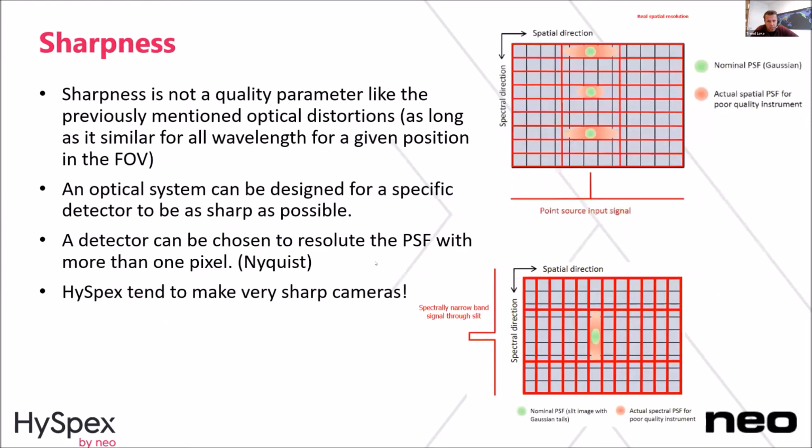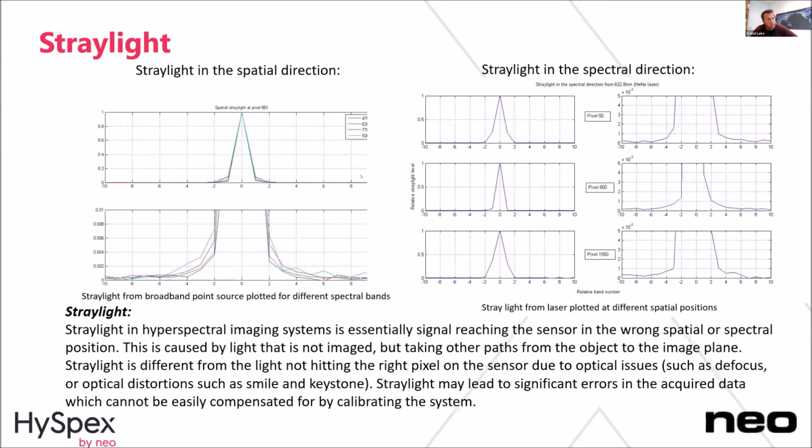And another test, which I don't have shown here, is to actually use long pass, short pass, and band pass filters to block a lot of the spectral information and to see if you have any light where it's supposed to be completely dark.